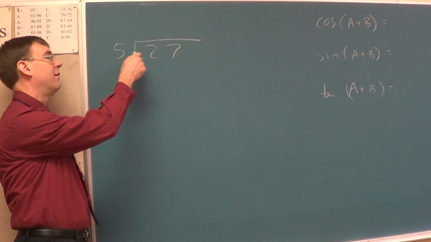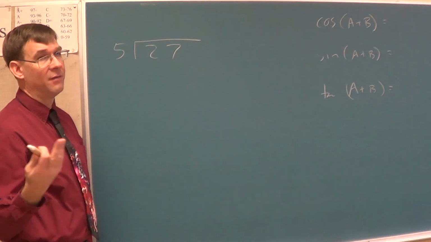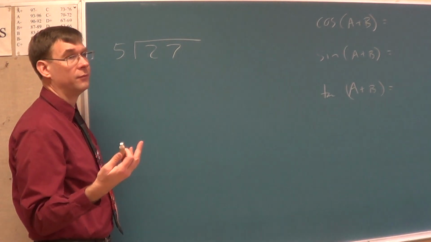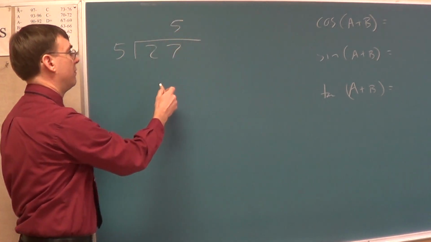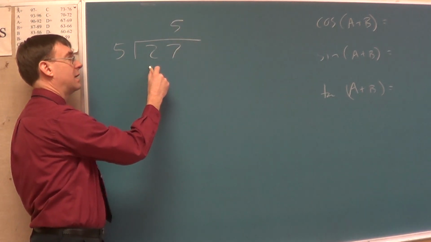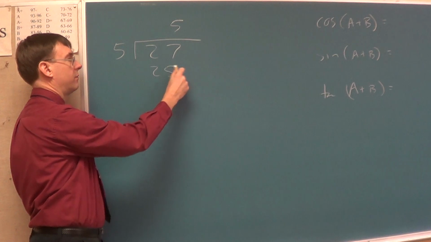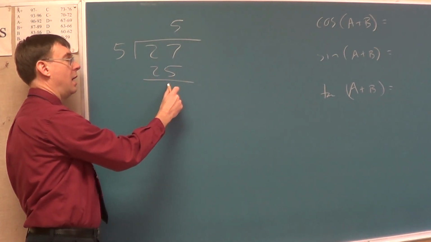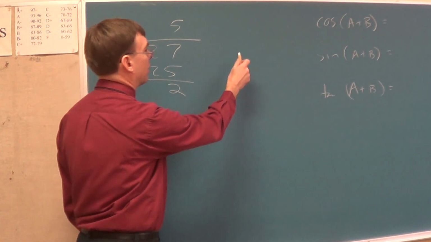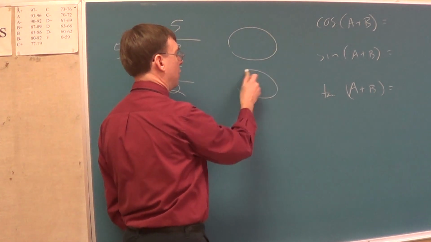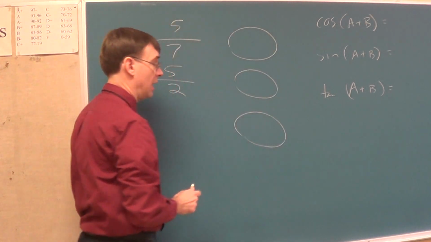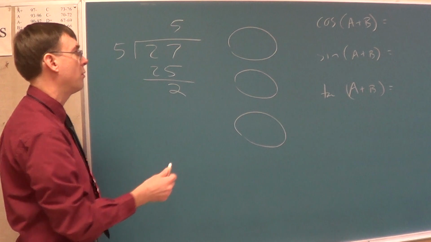So if we start to divide 5 into 27, just yell, goes 5. 5 times 5 gets us pretty close, gets us to 25. We get here 2. Now there are 3 different ways we can try to express an answer for ourselves, and they're going to want us to do all 3.